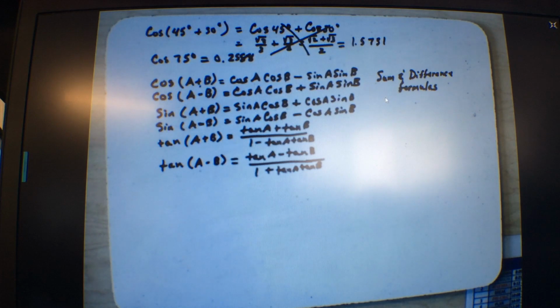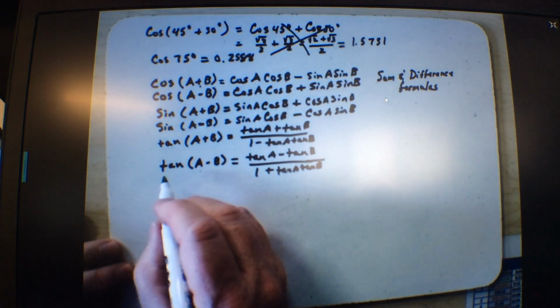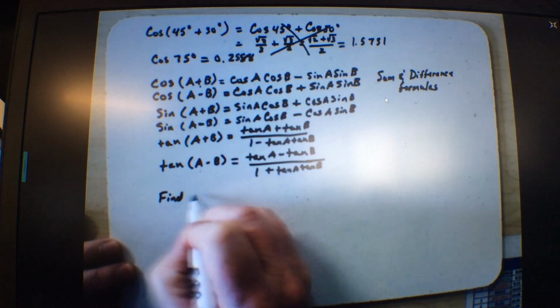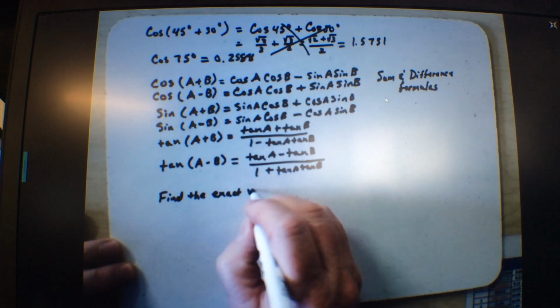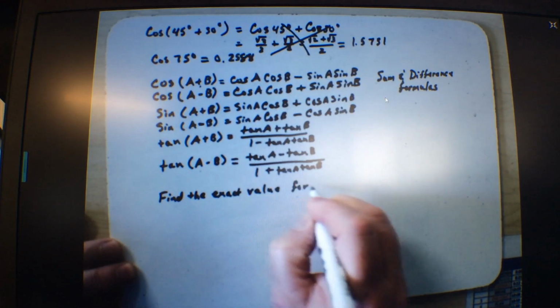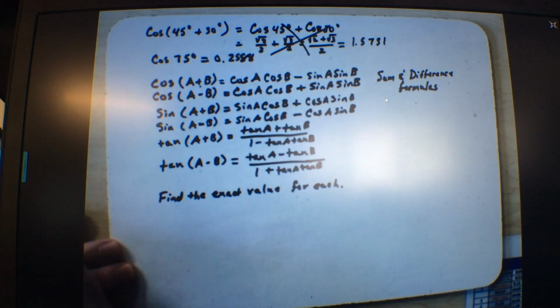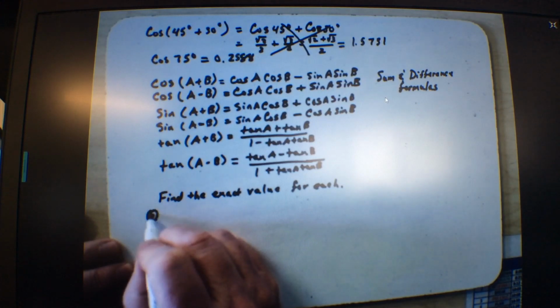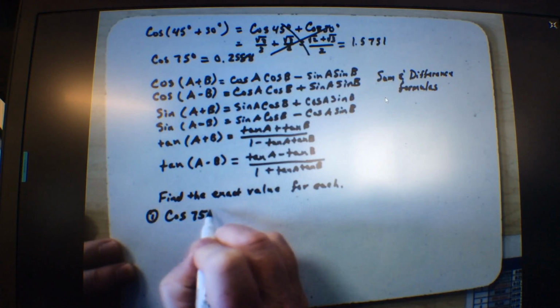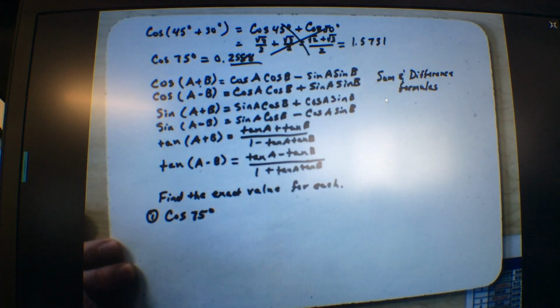Okay, so what can we do with them? Well, the first thing we can do is find the exact value for each. All right, so I can do number 1, cosine 75 degrees. Now we know what the decimal approximation is, but we want to know the exact, right? So this is 75, so I have to come up with 2 angles that add up to 75 or subtract to 75, that we can find the exact value of.